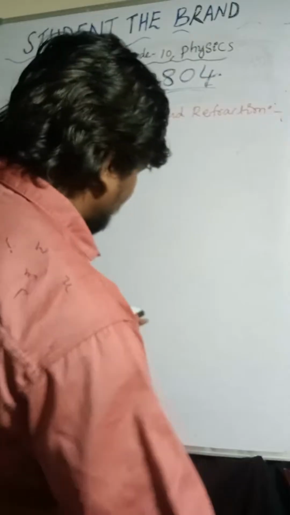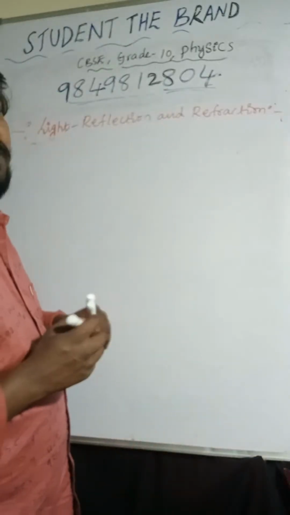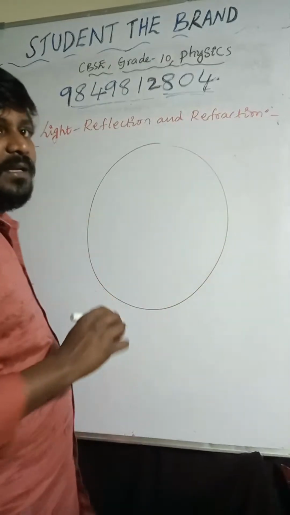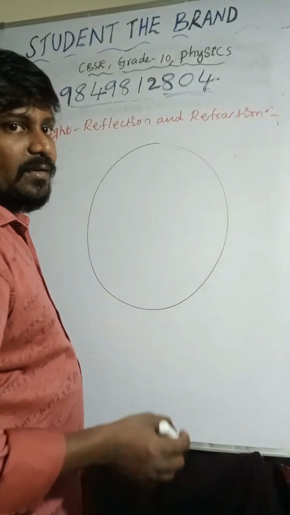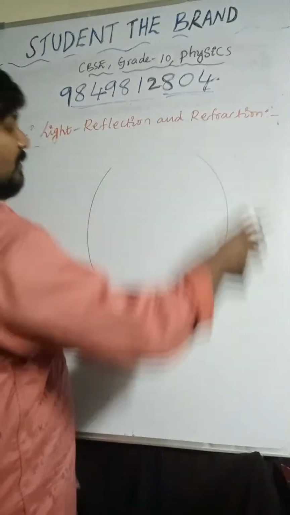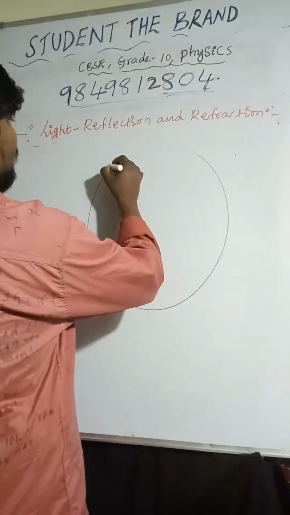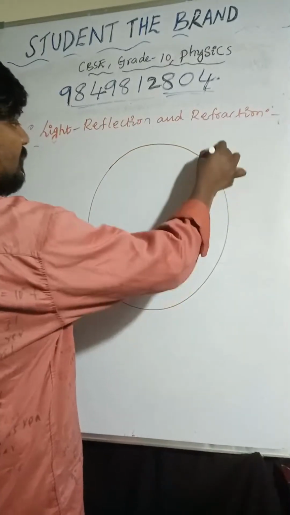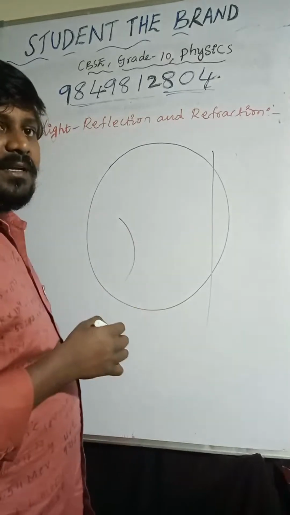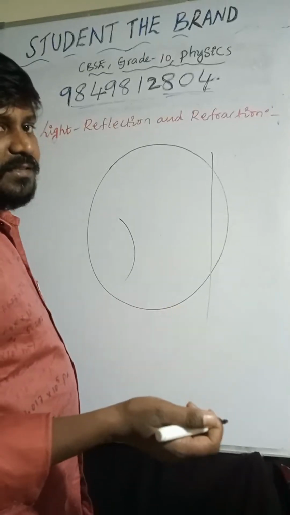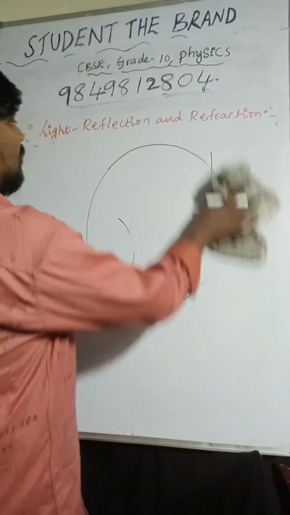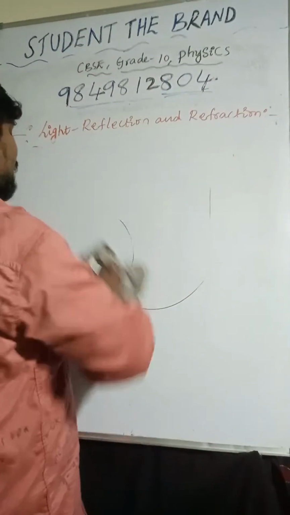Spherical mirrors: a mirror which is in the form of a curved shape is called a spherical mirror. If we take a small portion of it, that is called a spherical mirror. Like this, I'm taking a mirror in a curved shape. There are two types of spherical mirrors: concave mirror and convex mirror.